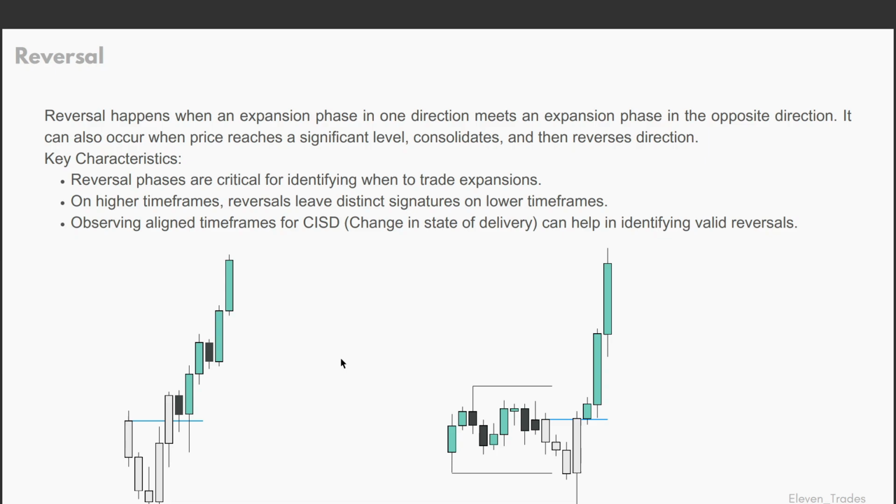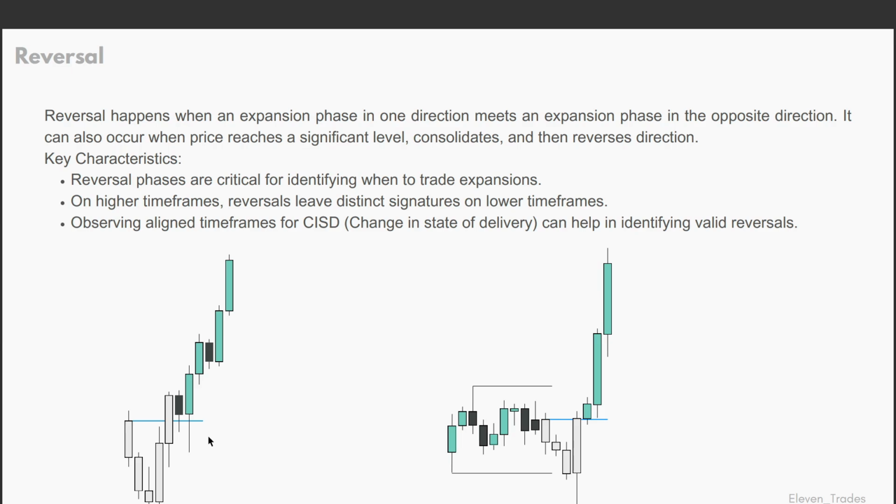Now the next phase of price delivery is the reversal. A reversal happens when expansion meets another expansion. Like here you can see we expanded to the downside, met a point of interest, and then expanded in another direction. That is indicating a reversal, followed by a change in state of delivery.